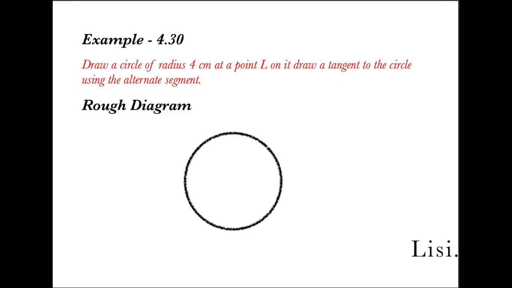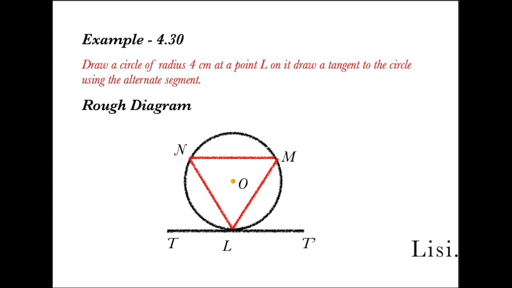Draw a circle, and now the center is O. Mark it as O. Draw a tangent, and the point of contact as L, and the tangent as TT dash. And from the point of contact L, you draw a chord. Mark as M. Now you draw the segments from L and M. Mark the point as N.